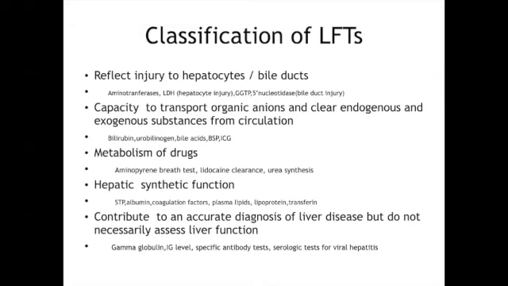And some tests can contribute to an accurate diagnosis of liver disease, but may not represent the actual liver function, like gamma globulin, IgG level, and specific antibody tests, which are used in patients with primary biliary cirrhosis or chronic active hepatitis, or other tests which we use for viral hepatitis, etc. They are also included among the liver function tests, but they do not represent the actual functions of the liver.